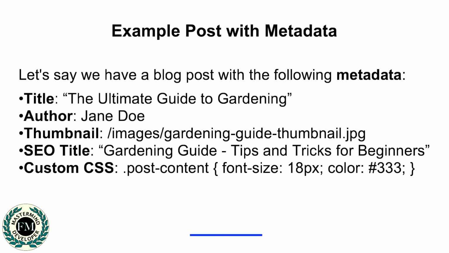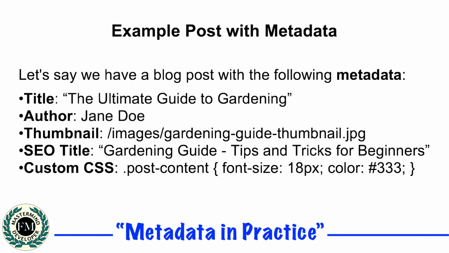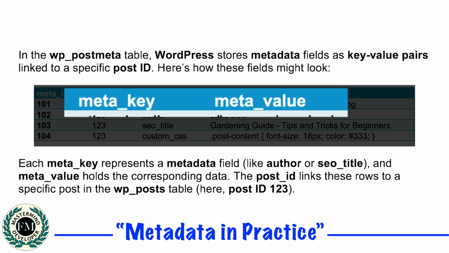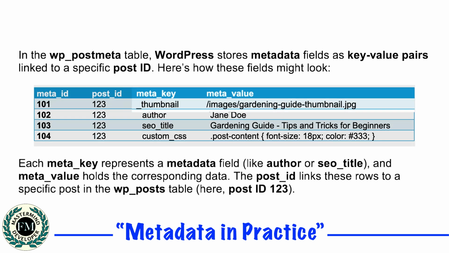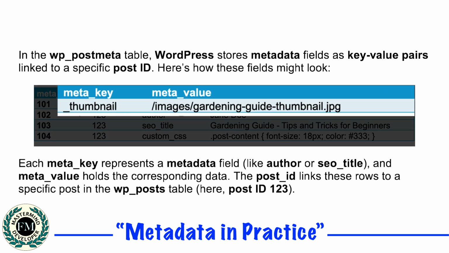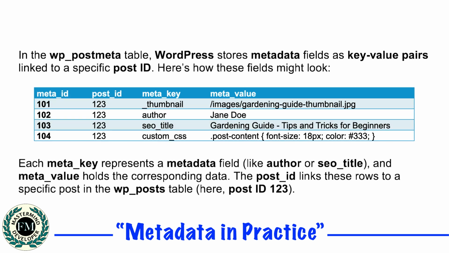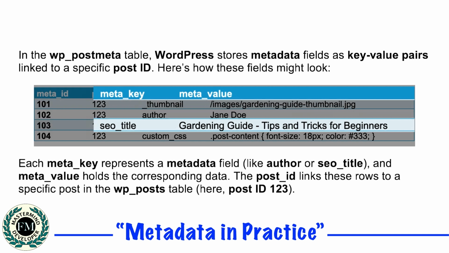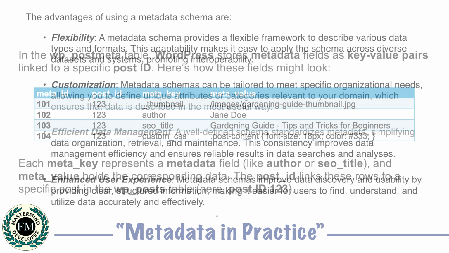Here's a practical example. Suppose we have a blog post with additional information beyond its title and content. We might add metadata like a featured image, SEO title, or a specific CSS style. WordPress stores this data in the WP Post Meta table with each piece of metadata represented by a meta key and meta value pair. For instance, the key thumbnail might store the URL of an image as its value, while the key SEO title could store a custom title used for search engines.